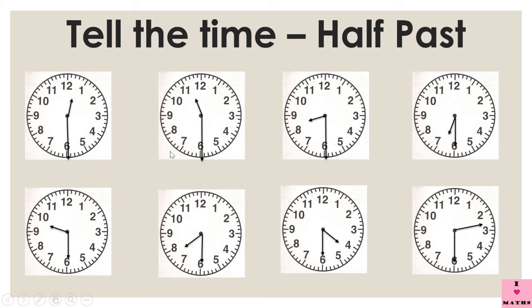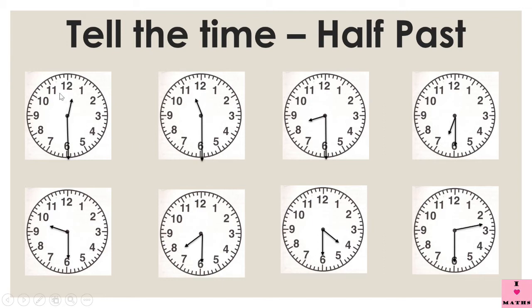Here, children, in all the clocks, there is something common. Can you guess what? I'm sure you can. Yes, everywhere the minute hand is on 6. Yeah, it is on 6. Yes. So children, everywhere the minute hand has traveled half of the clock, and that is the reason we call it half past. It means the minute hand has already traveled half of the clock.